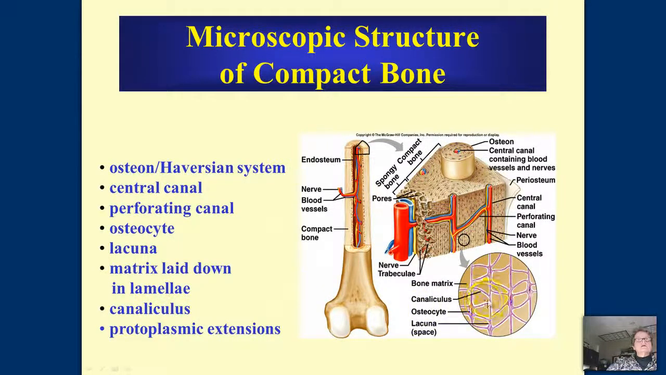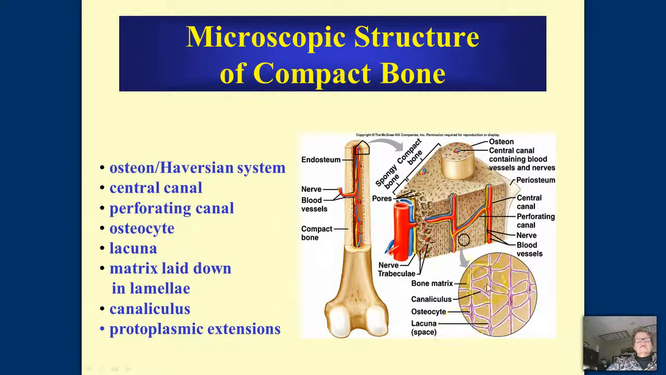Okay, canaliculus, again, is a groove in that non-living matrix, in that bone, that allows things to diffuse to that living cell. Those protoplasmic extensions come off of the osteocyte to make it look more like a spider or a tick or something. Those protoplasmic extensions extend into the canaliculi so that it can pick up all the nutrients and oxygen and things that are needed to live.